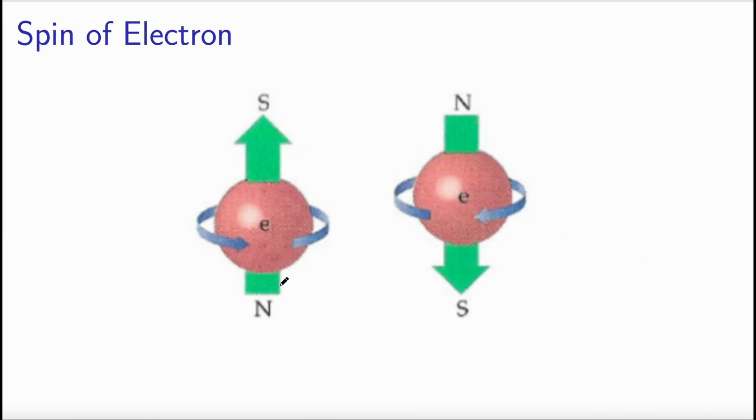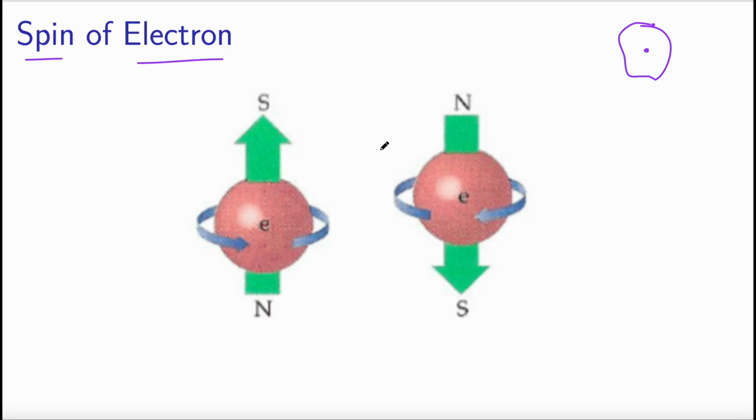Before we proceed further, we have to know there is a concept called the spin of an electron. Like this is an atom, this is the nucleus, and this is the electron. The electron is moving around the nucleus. So this is one motion.